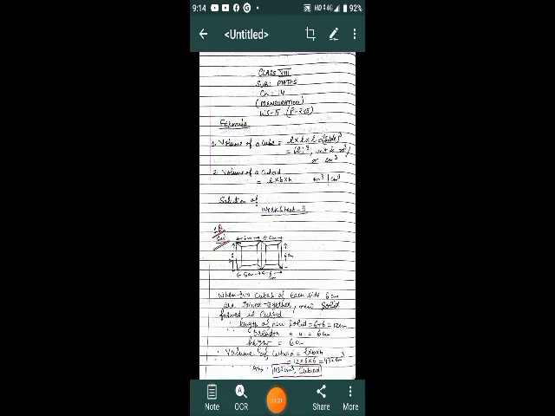Hello students, welcome all to my maths class, in which today I will teach you how we can find the volume of a cube. See here, how can we find the volume of a cube? That is L into L into L, and the volume of a cuboid is L into B into H. The unit is meter cube and centimeter cube.